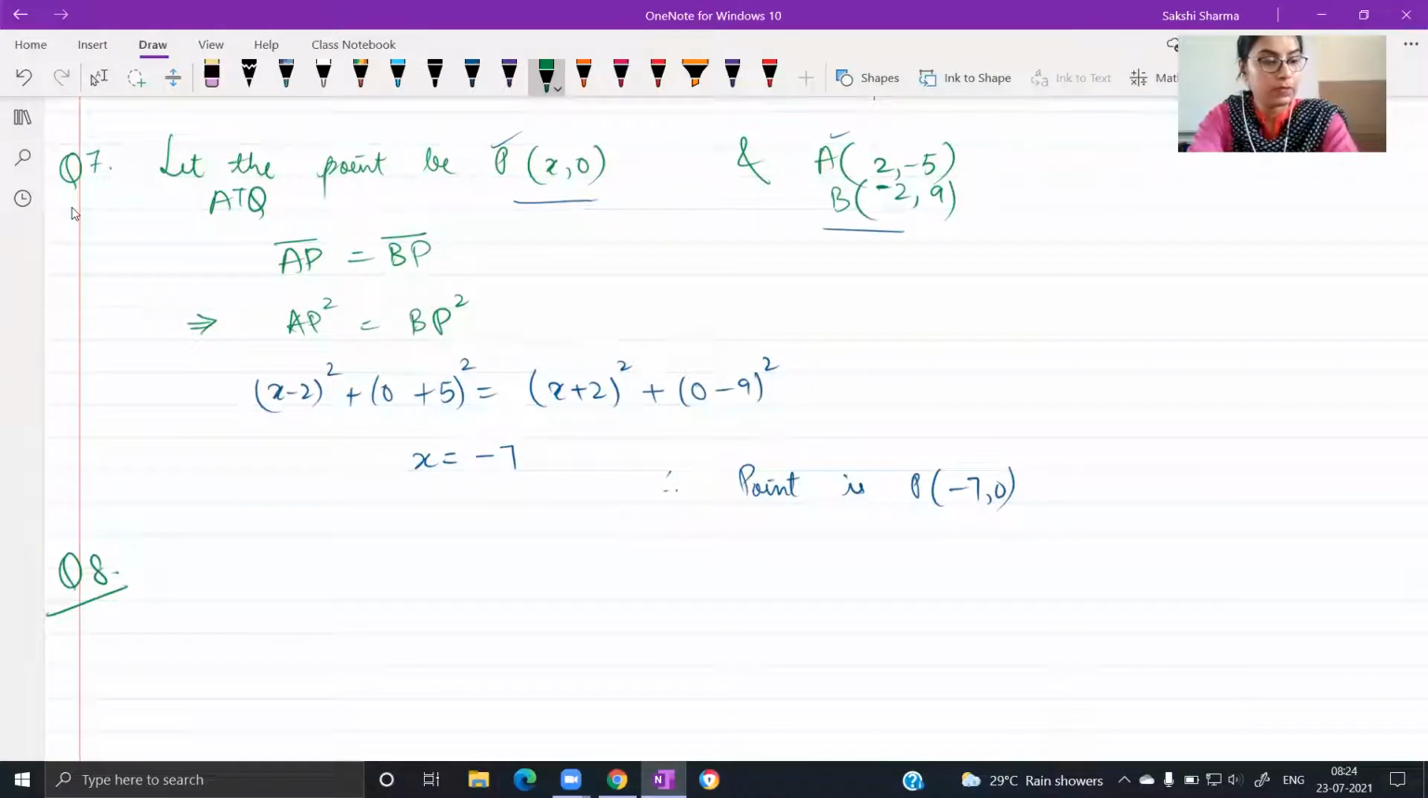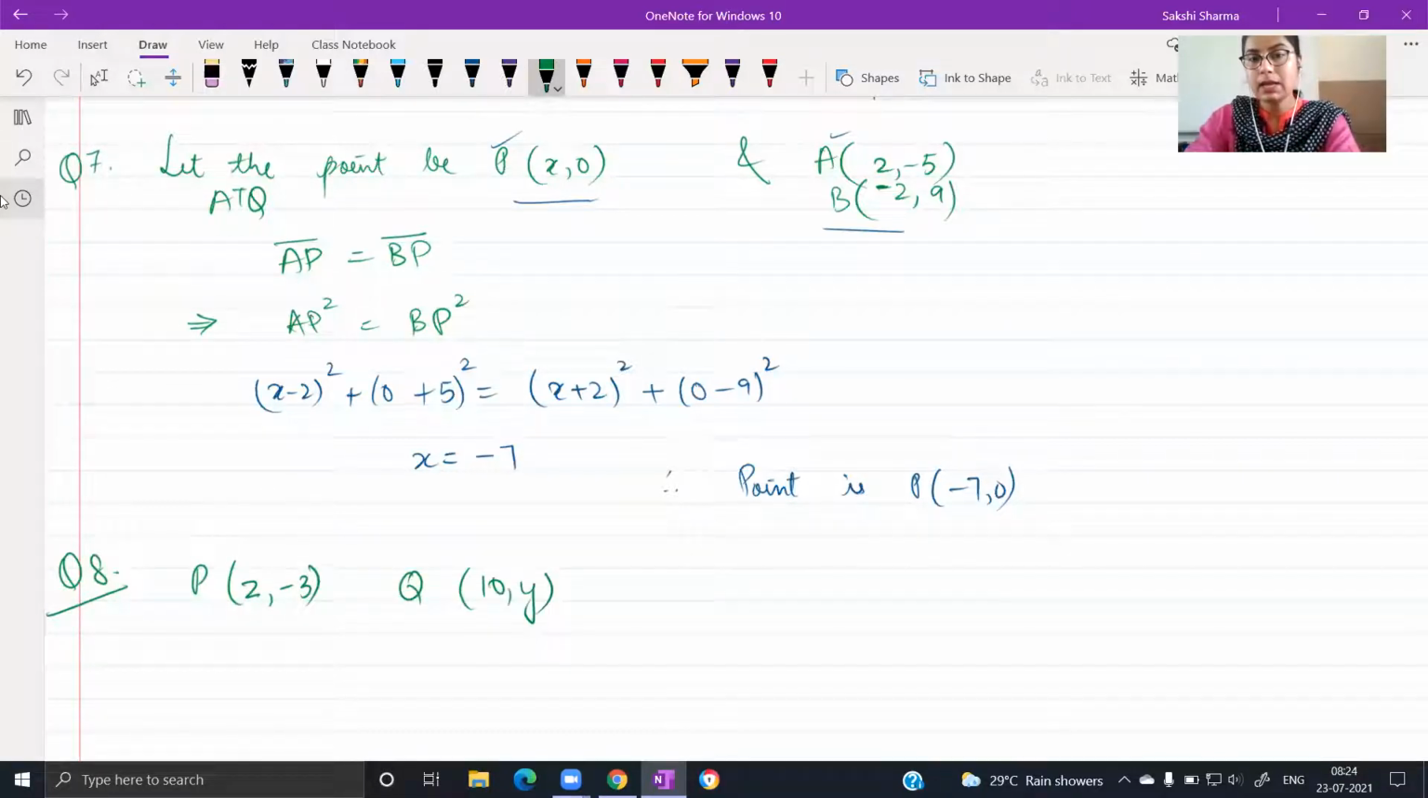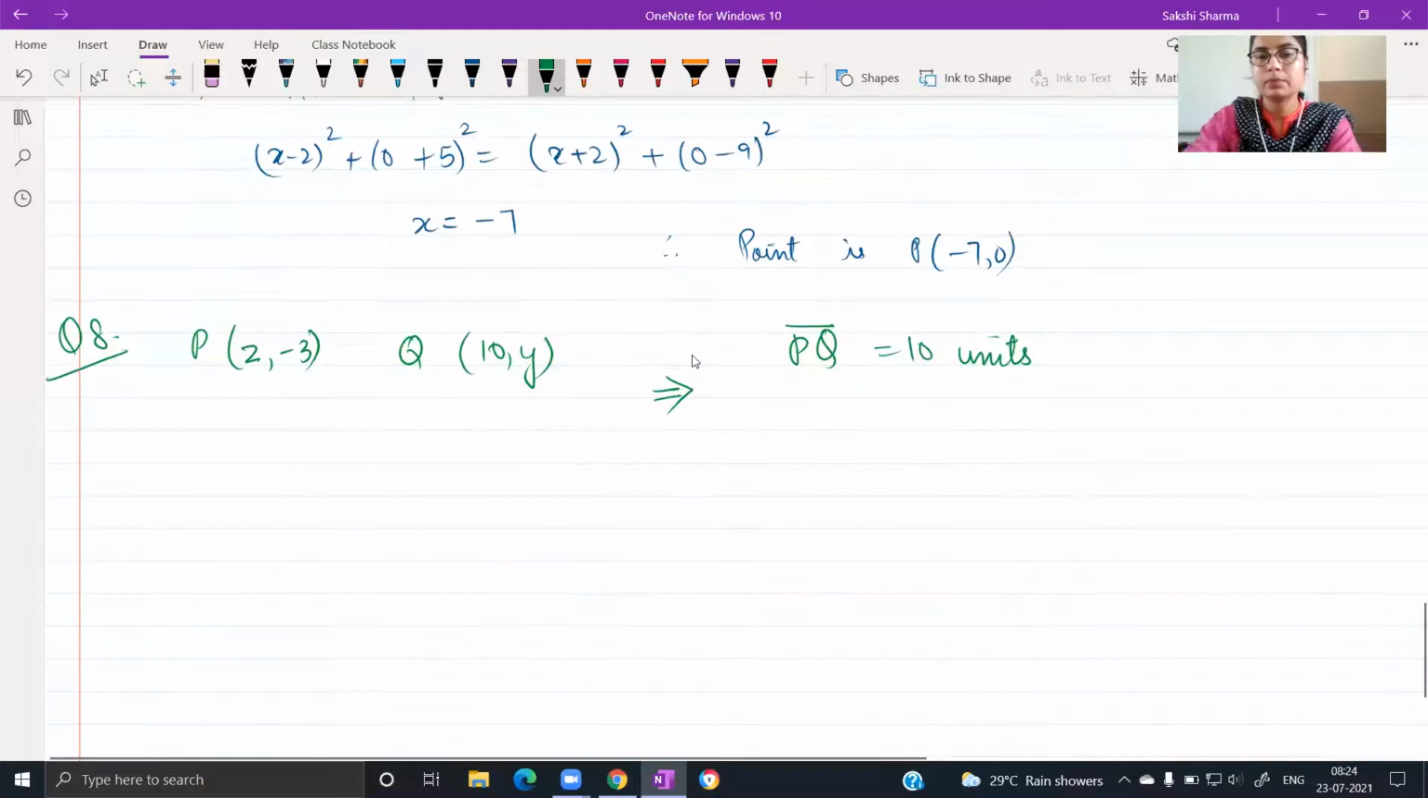Question 8, you have to find the values of P for which the distance between points P and Q is 10 units. So in the next question, you are given 2 points, P is 2, 3, Q is 10, y, and the distance between PQ is 10 units. So you will just apply the distance formula and find out your values. Make an equation. Again, if you want, we can proceed to the squares and then we can use the values.